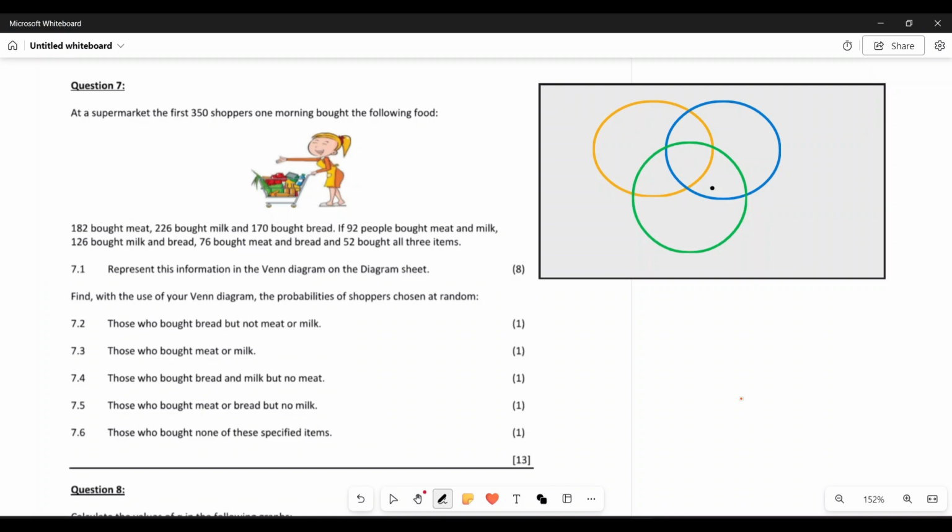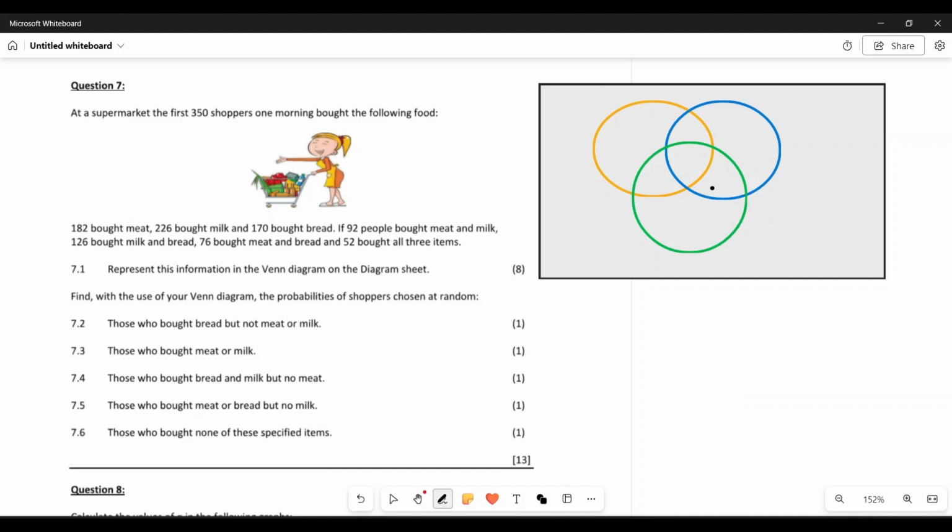All right, good day. In this video, a probability question. At a supermarket, the first 350 shoppers one morning bought the following food. 180 bought meat, 226 bought milk, and 170 bought bread. If 92 people bought meat and milk, 126 bought milk and bread, 76 bought meat and bread, and 50 bought all three items, we need to represent this information on a Venn diagram.